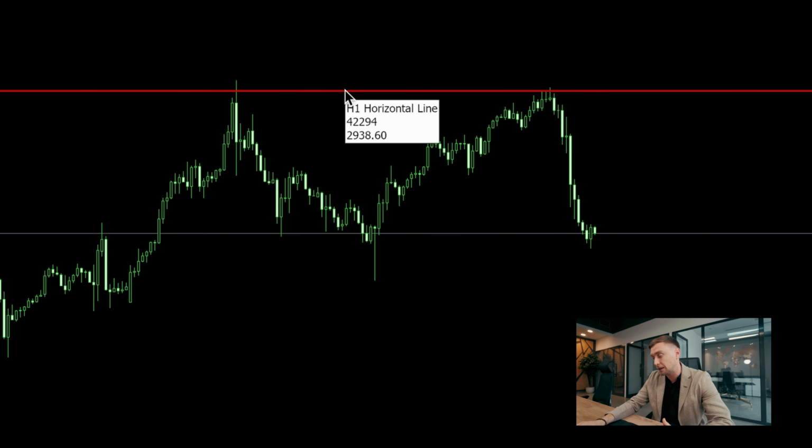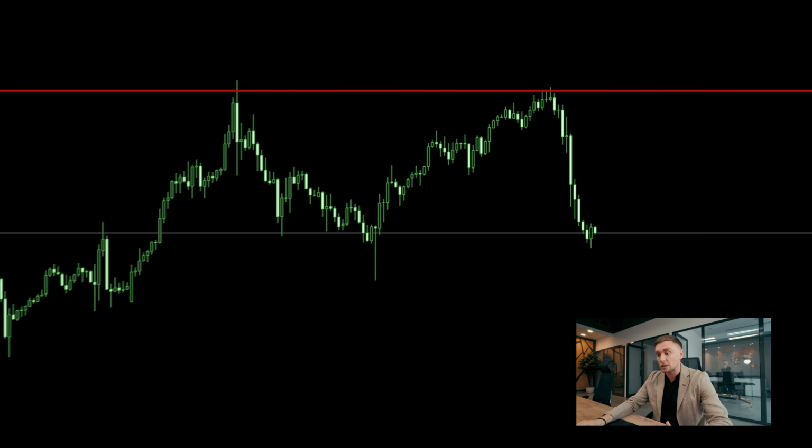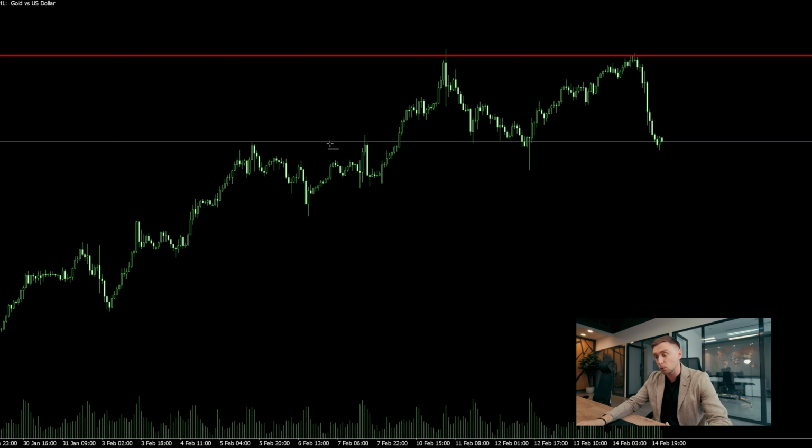In the books and in the videos of popular YouTubers, they say it's like a ceiling for the price. For example, here we don't have enough buyer power to break this level, so every time we can trade opposite to this price movement when it touches and bounces off our resistance line. And everything that is lower than the current price and has a few touches, we can call support lines. Again, a few touches.